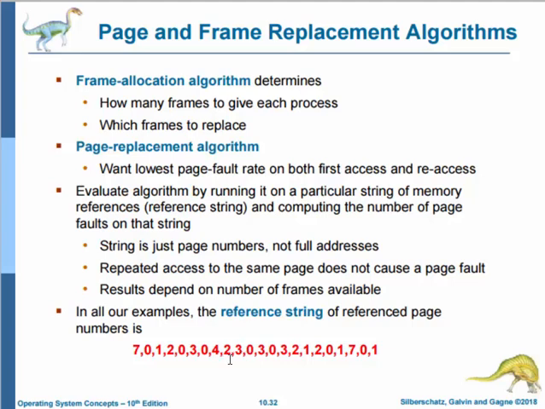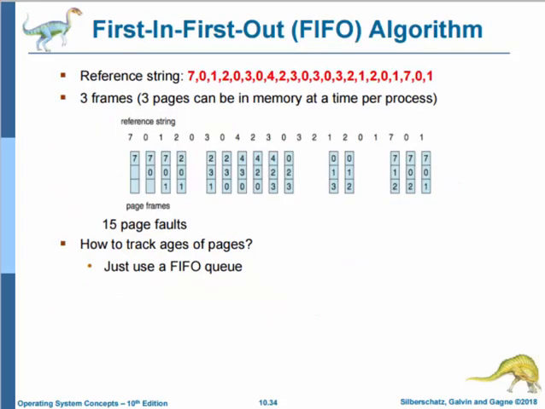This process continues as shown in the figure, and so on. Every time a fault occurs, we show which pages are in our 3 frames. There are 15 faults altogether. In this example, with the following string in the first in, first out algorithm, we have 3 frames wherein 3 pages can be in memory at a time per process.